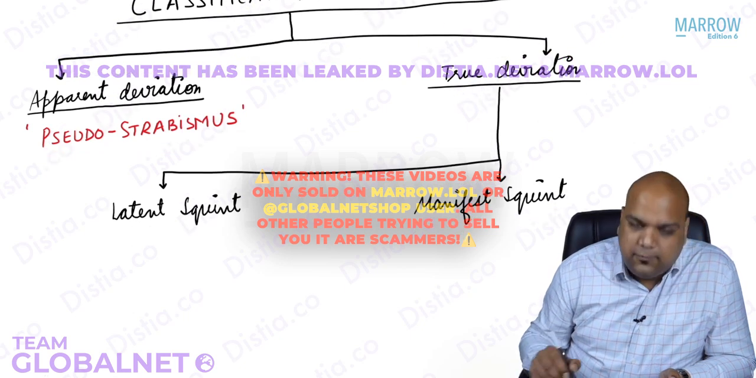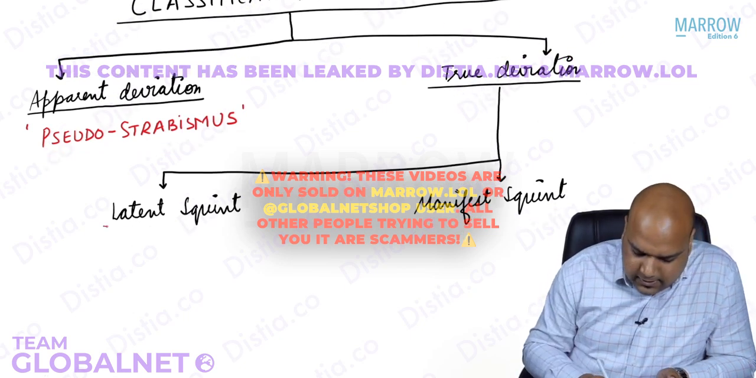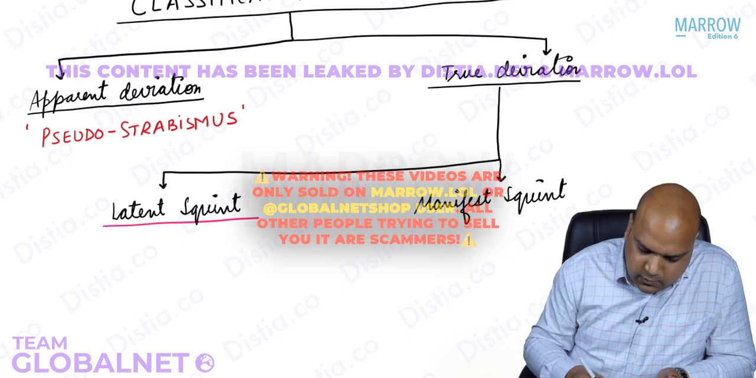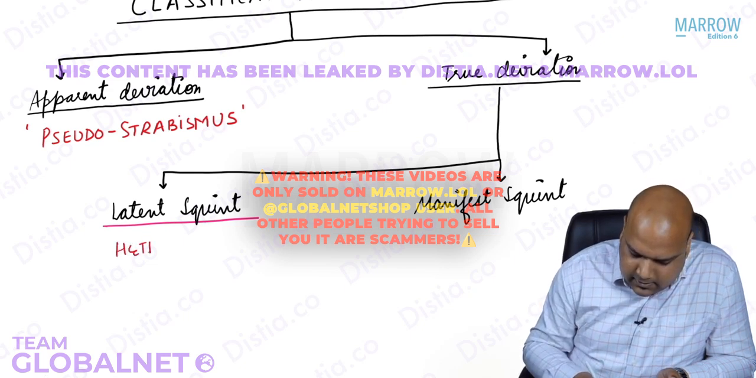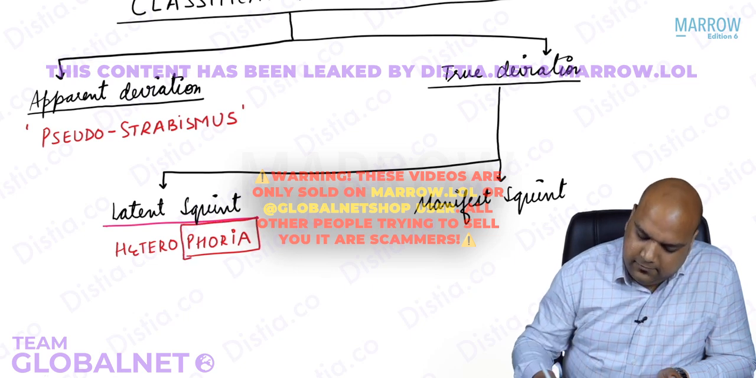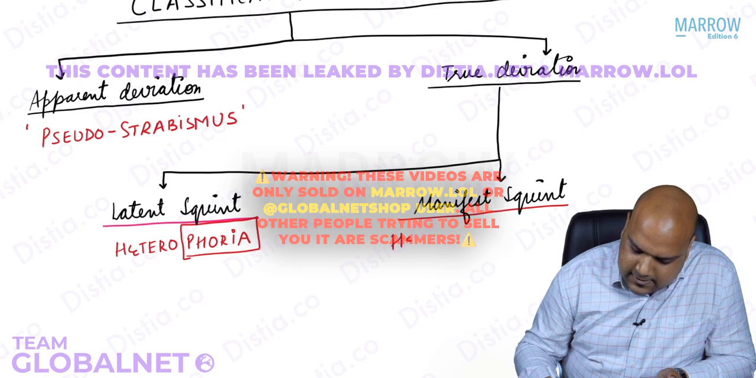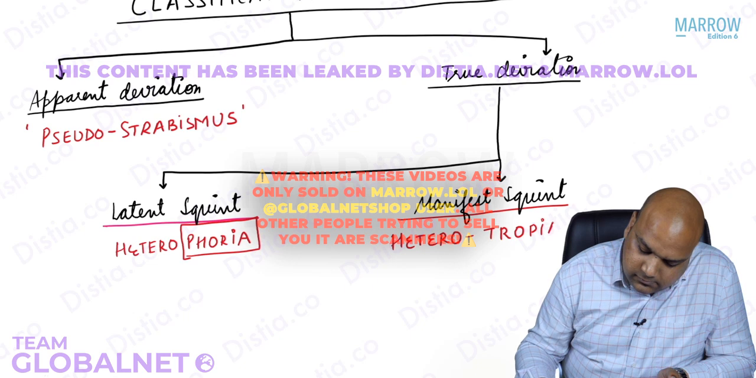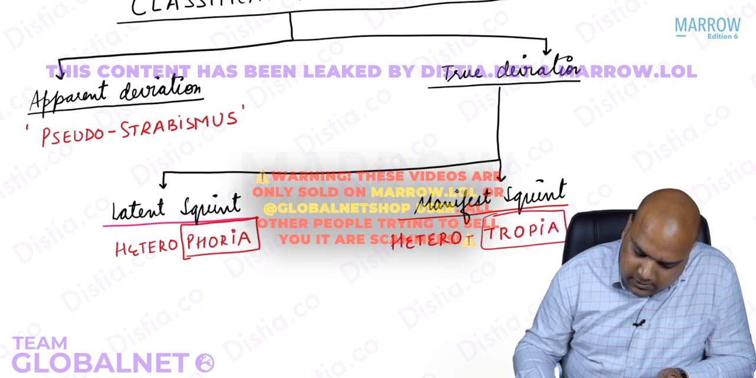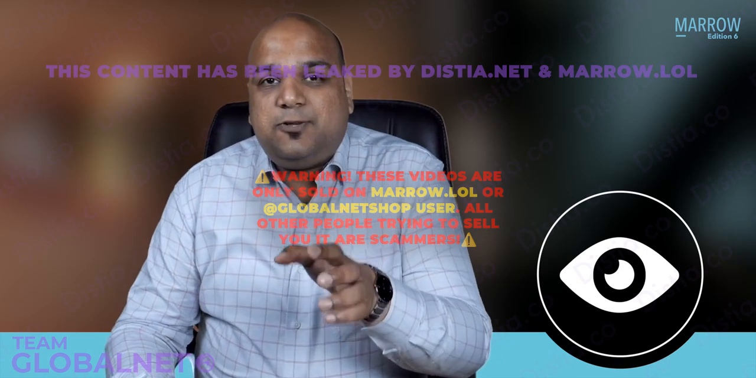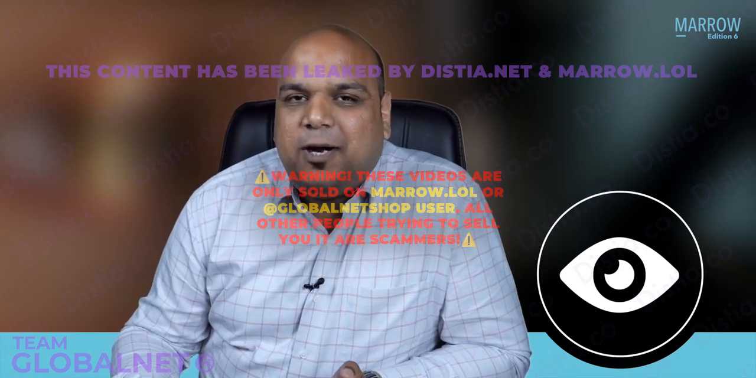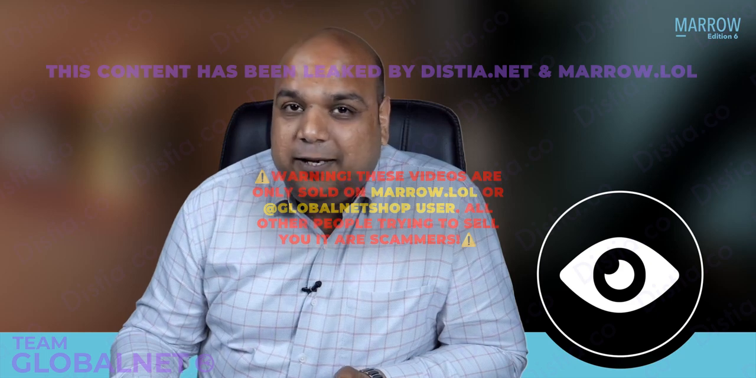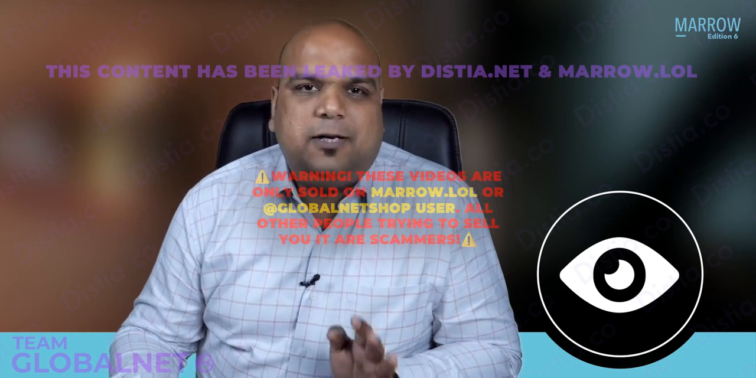Now, first of all, let us write down the proper names for this. Latent squint, everybody, is known as heterophoria. The word being phoria. Whereas manifest squint is known as heterotropia. Again, the main word being tropia. So we can say true deviation is of two types. One is called phoria and the other is called tropia. Phoria means latent squint. Tropia means manifest squint. This is what we need to learn first of all.